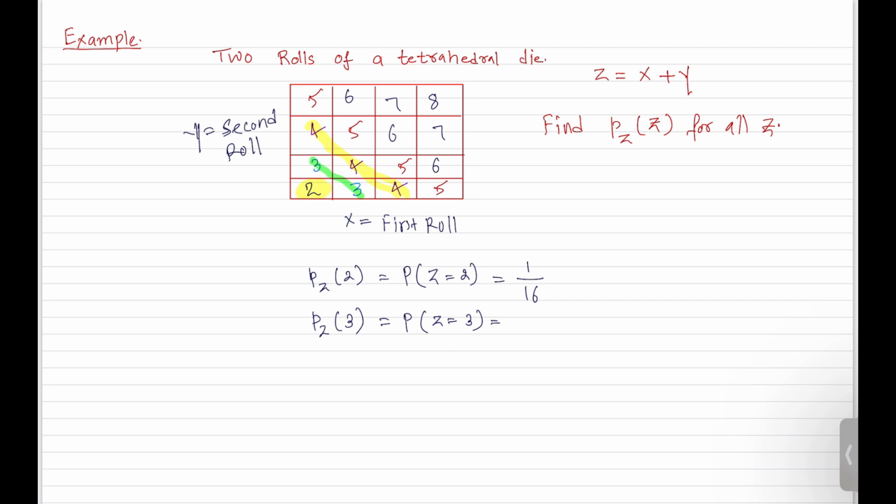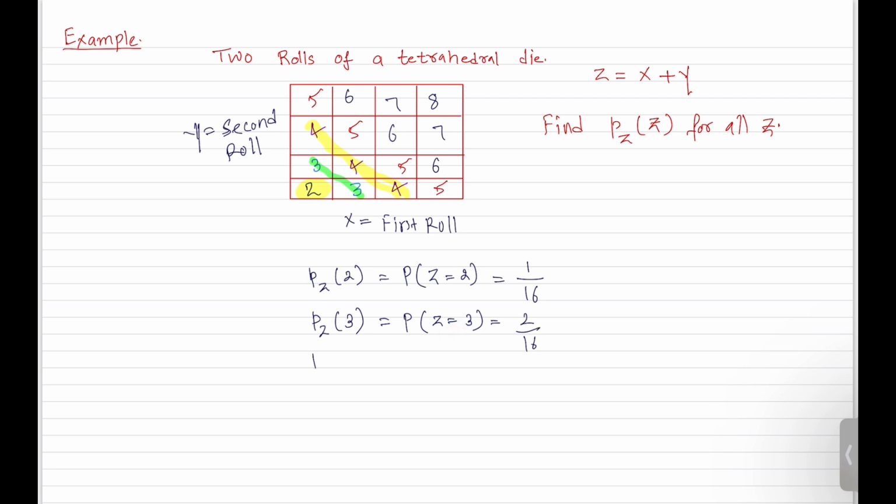So which events correspond to that? Out of these 16 possible outcomes, we have 2 outcomes where z will take the value 3. So that is 2 divided by 16.